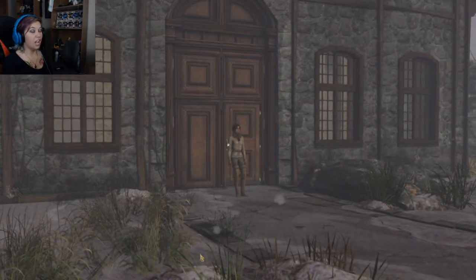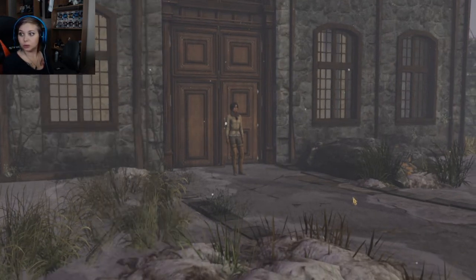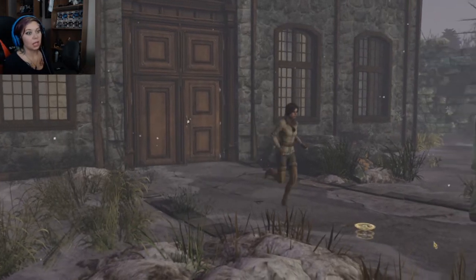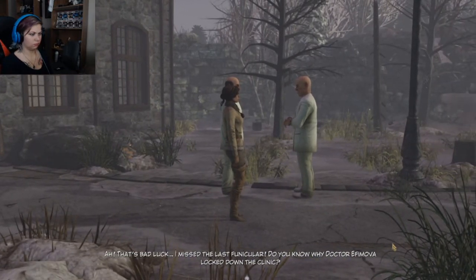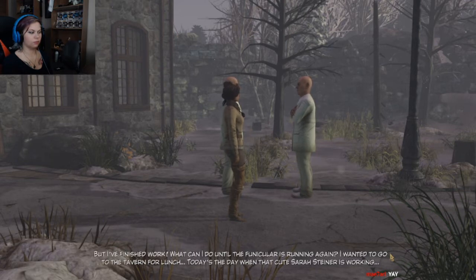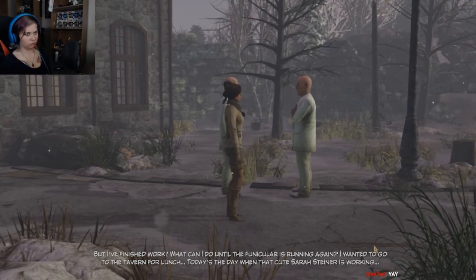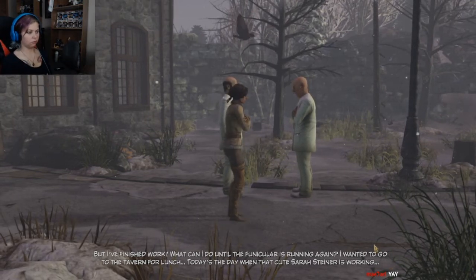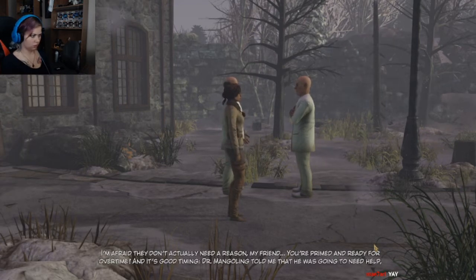Hey, guys! I'm out! Okay. That's bad luck. I missed the last funicular. Do you know why Dr. Efimova locked down the clinic? Mention of a safety measure from what I heard. Apparently one or two patients were wandering about. But I finished work. What can I do until the funicular is running again? I wanted to go to the tavern for lunch. Today's the day when that cute Sarah Steiner is working. I'm afraid they don't actually need a reason, my friend. You're primed and ready for overtime.